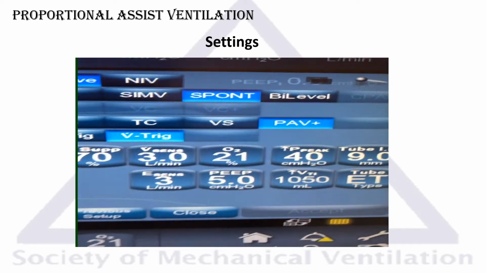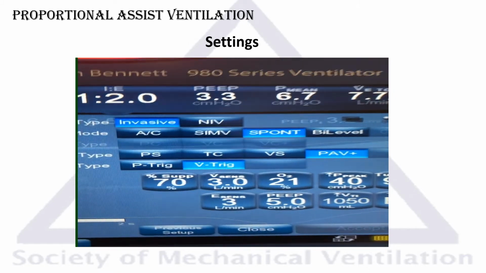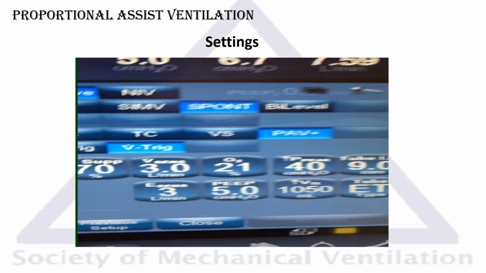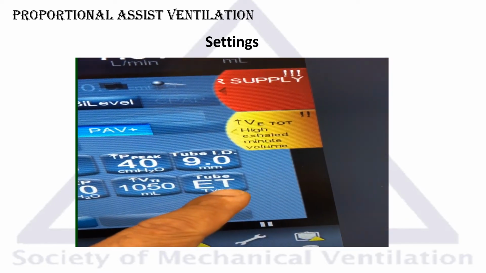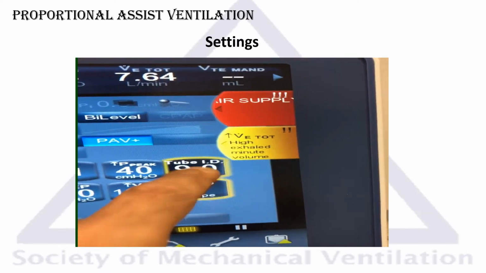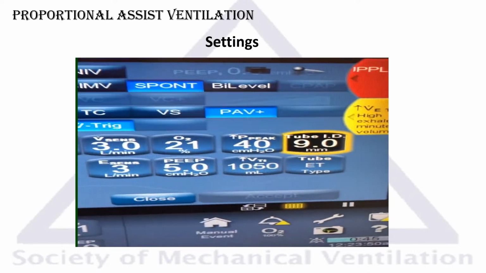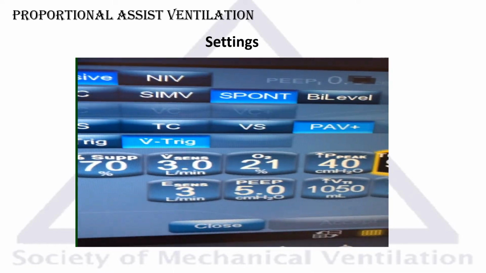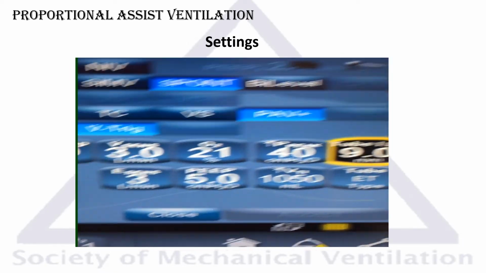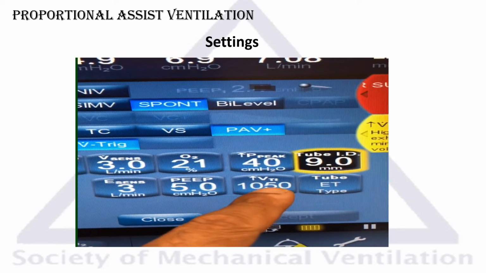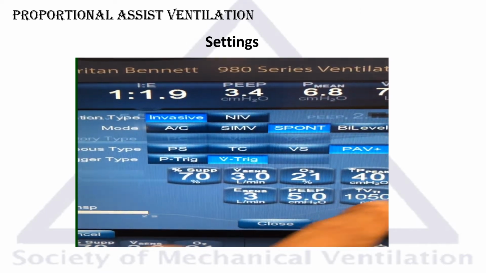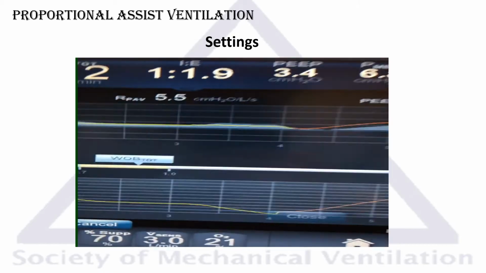Of course, the sensitivity, whether it's flow trigger or pressure trigger, the FiO2, the maximum amount of pressure you want to give the patient, what kind of artificial airway, whether it's an ET tube versus tracheostomy, and you have to put the size of it, the expiratory sensitivity, because it's a pressure support mode, how much PEEP is applied, and what's the maximum tidal volume you want to give the patient. Once you're set on those settings, we will start ventilating the patient.